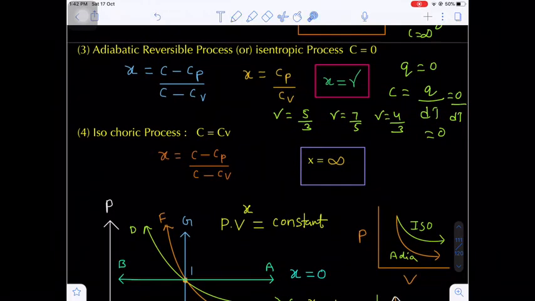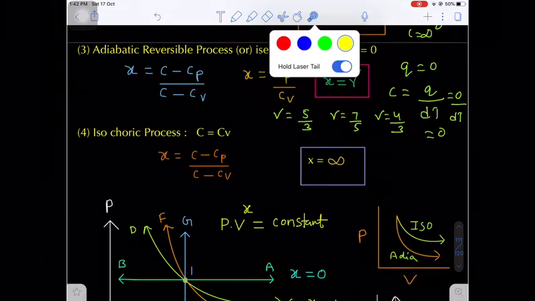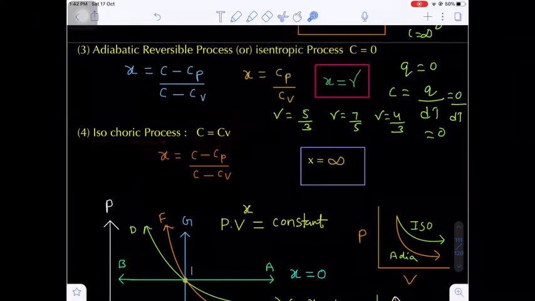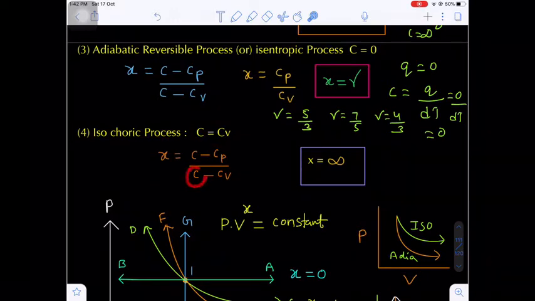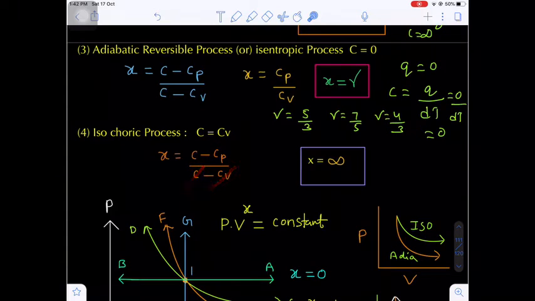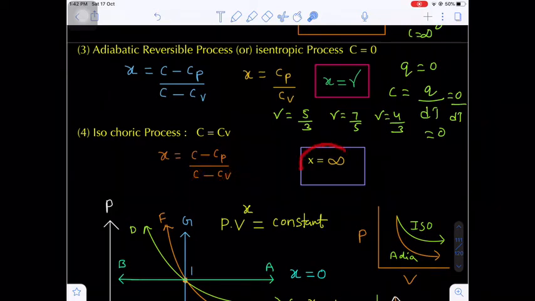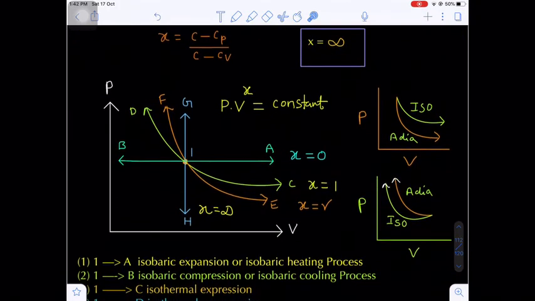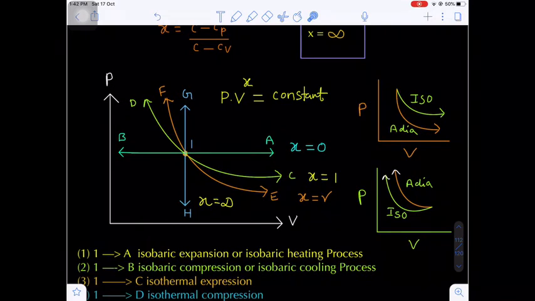And next one will be the isochoric process. In the isochoric process, the molar heat capacity is nothing but Cv. In the denominator, if the molar heat capacity is Cv, then Cv and C will get cancelled. So anything by 0 is nothing but infinity. So the exponent value in a polytropic process, if it is equal to infinity, the process is said to be isochoric process.